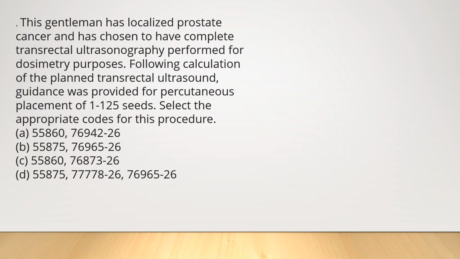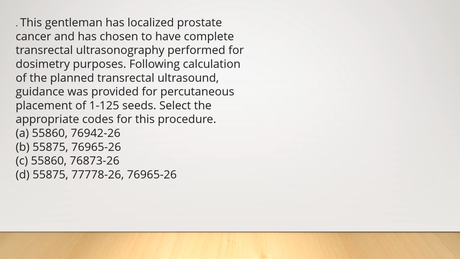This gentleman has localized prostate cancer and has chosen to have complete transrectal ultrasonography performed for dosimetry purposes. Following calculation of the planned transrectal ultrasound, guidance was provided for percutaneous placement of 1 to 125 seeds. Select the appropriate code for the procedure. So what they have done is the ultrasound, then the placement of the 1 to 125 seeds, and we have to code for the complete procedure. So we will code it accordingly.